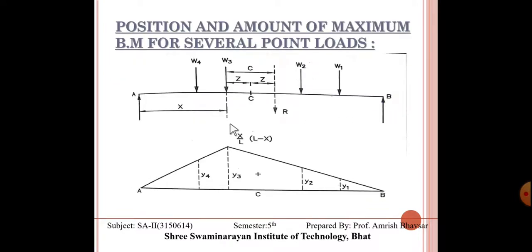Now, the position and amount of maximum bending moment for several point loads. These are the number of point loads, and for the maximum, we have to take the diagram at C, and that is X upon L, that we know. Here the ordinates are Y3 for W3, Y4 for W4, Y1 for W1 and Y2 for W2. So from this we can calculate the maximum position.